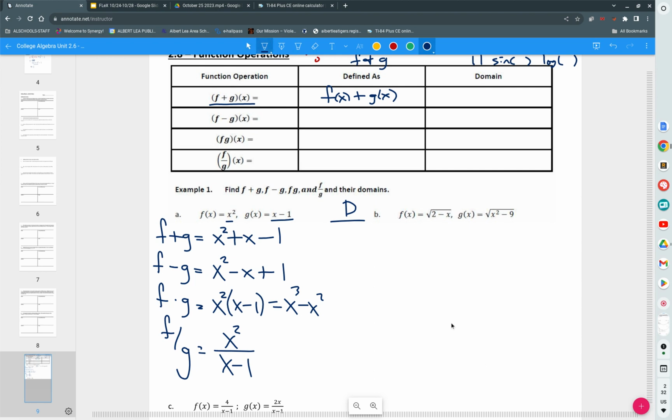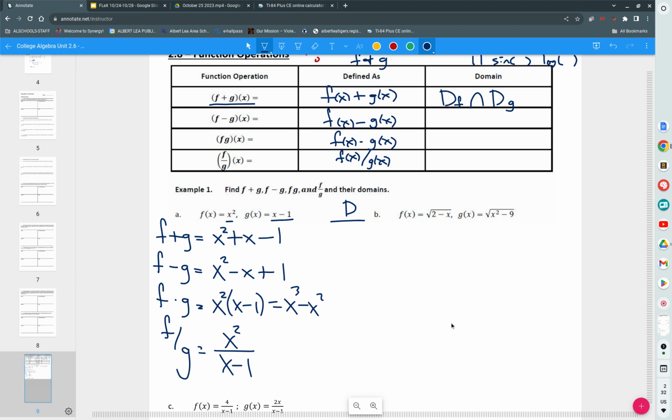So just to review here, we can subtract these. We can multiply these. And we can divide these. But the way that we calculate domain is we use this. We find the domain of f, and we intersect it with the domain of g. Domain of f intersecting domain of g.